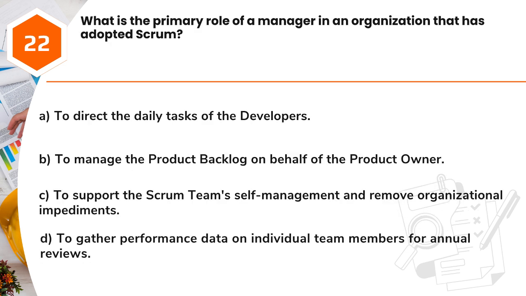Question 22. What is the primary role of a manager in an organization that has adopted Scrum? A. To direct the daily tasks of the developers. B. To manage the product backlog on behalf of the product owner. C. To support the Scrum team's self-management and remove organizational impediments. D. To gather performance data on individual team members for annual reviews.